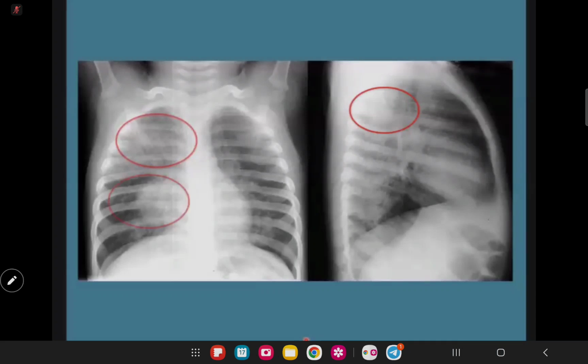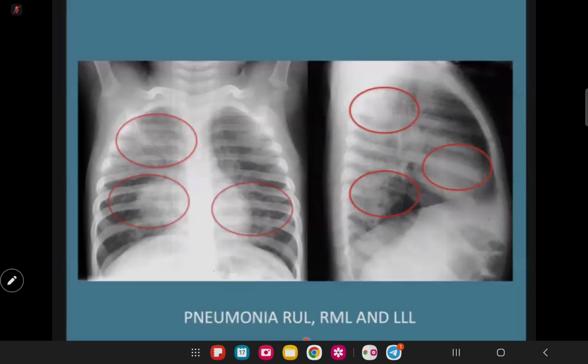Nasaan sa right middle, Doc? Okay, kana right middle. Okay, good. And then sa left lower. So you would have, actually, mura na siya bilateral or diffuse na siya pneumonia. So right, pneumonia in the right upper, right middle, and left lower lobes. Okay?